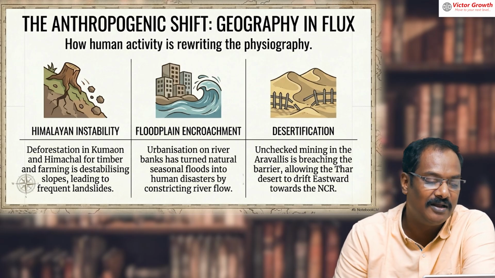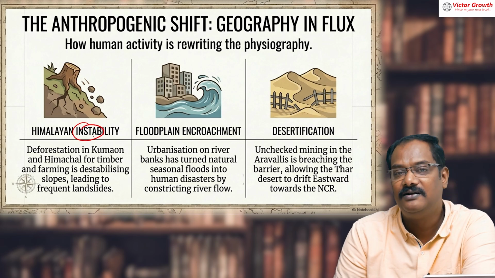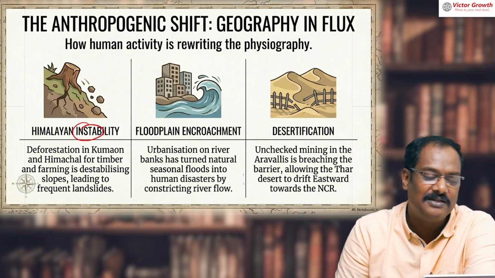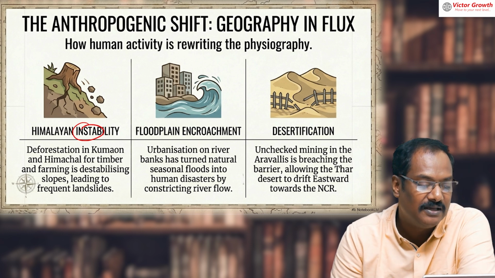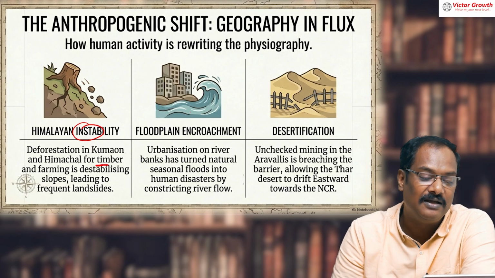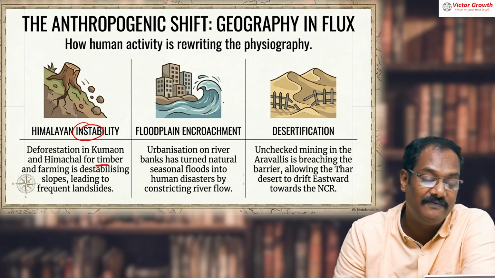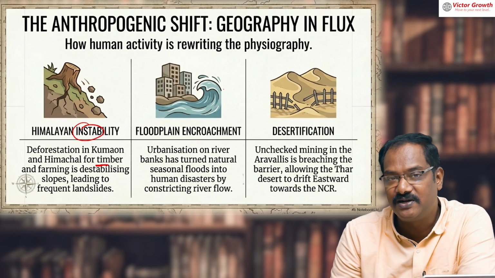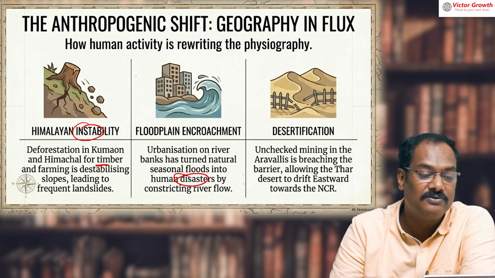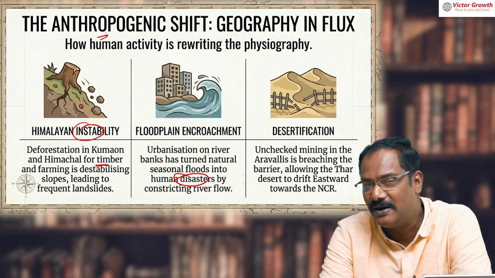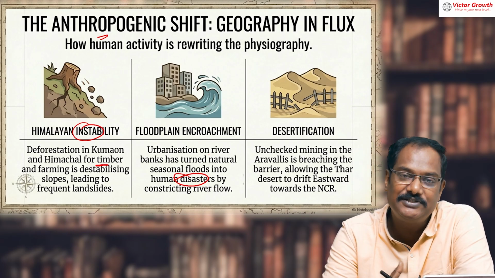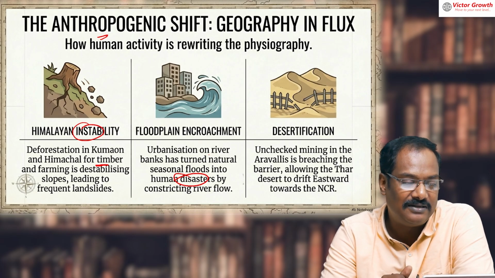Himalayan instability, like a lot of floods are coming. Sikkim flood is there, Ladakh flood is there, Uttarakhand flood is there. All these are because of human intervention. Because of timber and farming, we are cutting the trees. Flood plain encroachment: we are doing construction work in the floodplain itself. Thereby seasonal floods, human disasters, and all that. So this is one possible question, either as part of disaster management or part of geography itself: the role of anthropogenic, meaning human, effects.